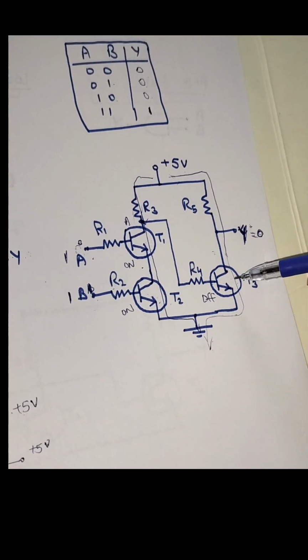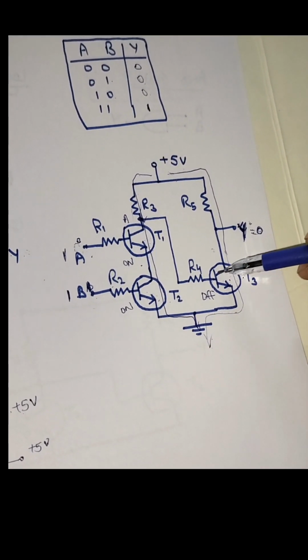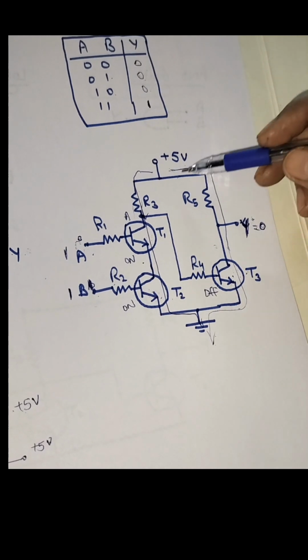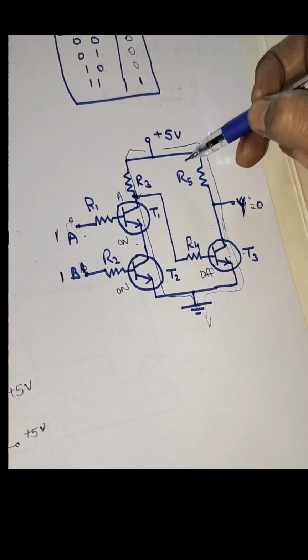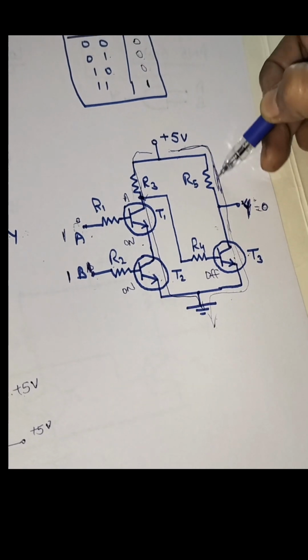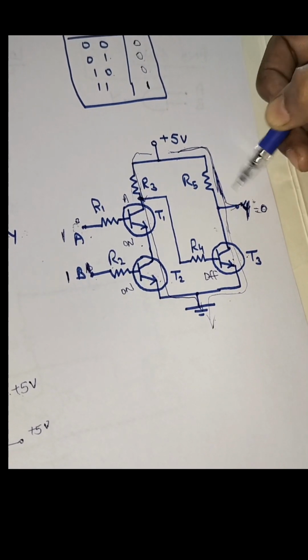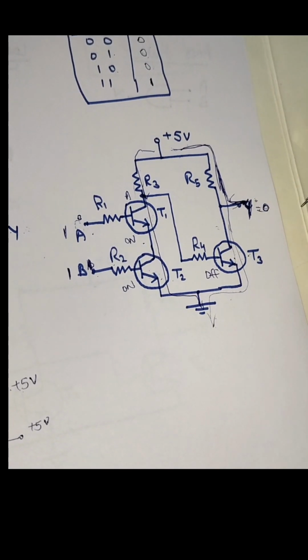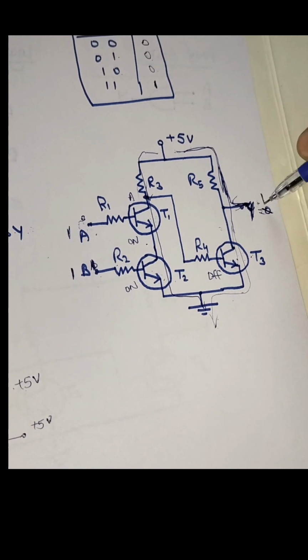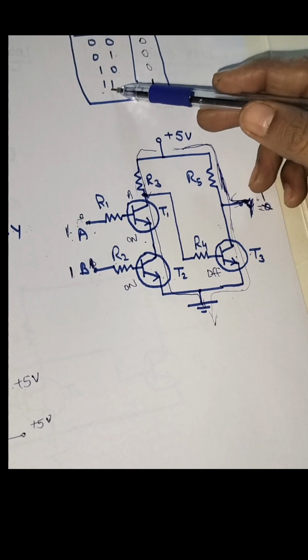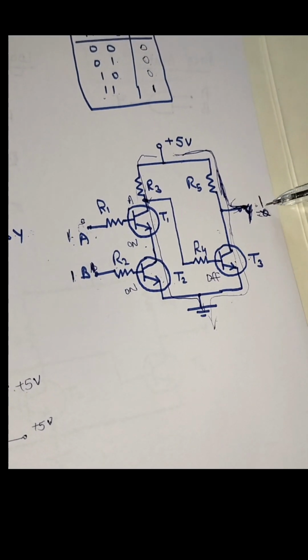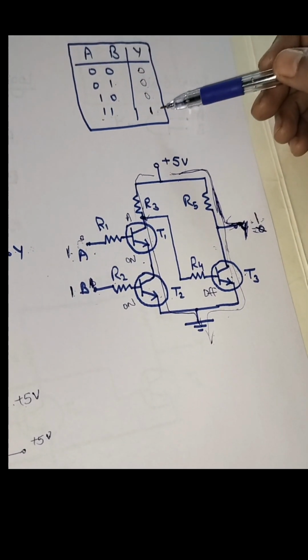Now this transistor will enter into cutoff mode, and as it is cut off, it will not allow the current to pass through it. So as it is not allowing the current to pass through it, current will pass from R5 to the output side. Okay, and we will get now a 1 output here. So when both the inputs are 1, 1, we are getting a 1 at the output.